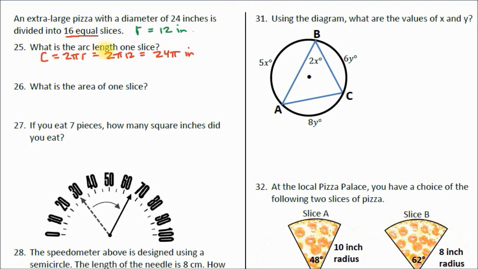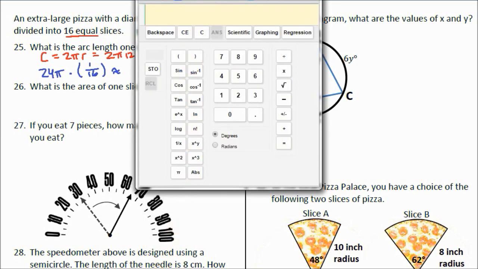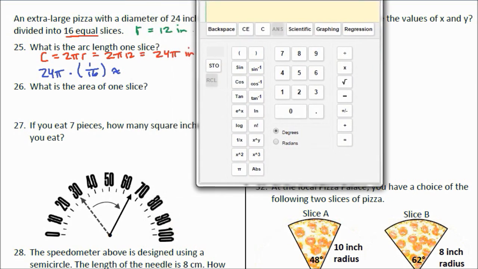Our final answer for the arc length of one slice is 24 pi. That's the whole circumference times the fraction that we want. Well, we've got 16 equal slices. We want one slice. So that's 1 over 16. I'm going to put that in my calculator. I won't do this very often, but let's put this in real quick. I want to make sure you guys are putting this in correctly.